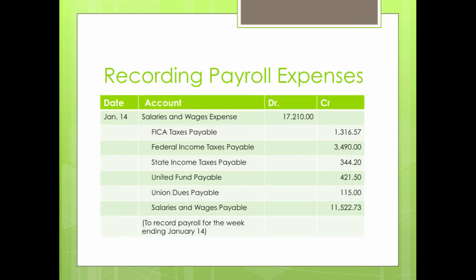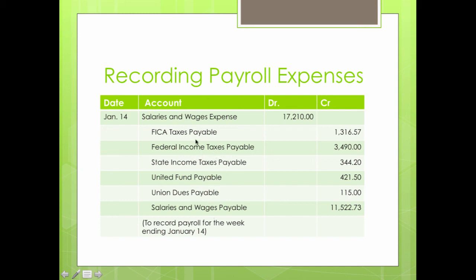So we record the payroll expense as a business owner by doing the following. This is a different example. In this case, the salaries and wages expense was $17,210. Okay, it could have been for the month. Let's say this person earns a high paycheck every month. But we have to deduct the payroll deductions, and in this case it's FICA taxes, federal income taxes, state income taxes, and all that stuff right here.